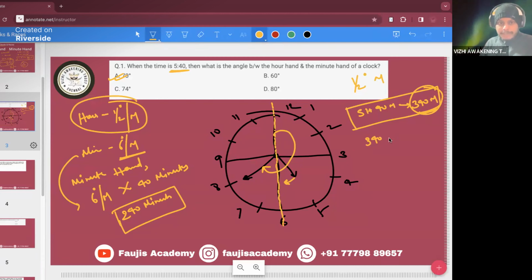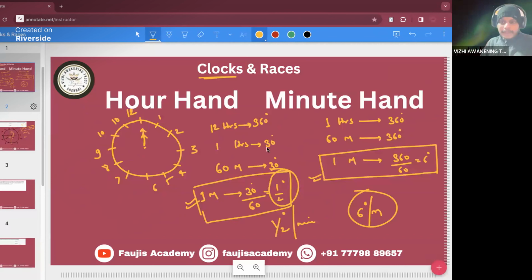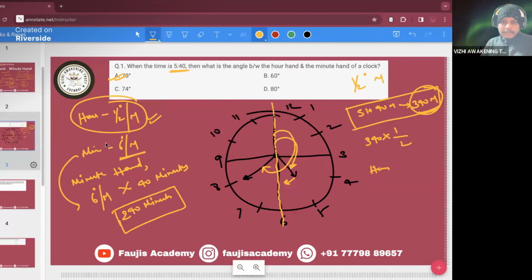In 340 minutes, how much angle would our hand have subtended? I'm asking this angle. 340 into 1 by 2. This is what we have found out. This is what we have derived over here as well. Did we not derive? Guys, come back over here. Tell me, how much will be this angle? This angle.